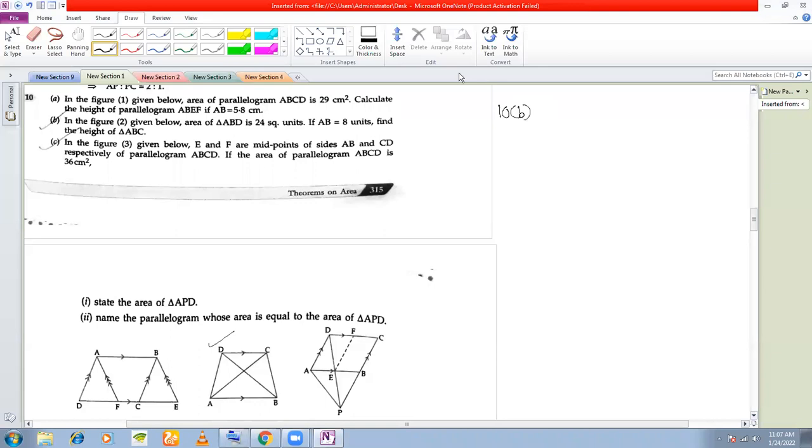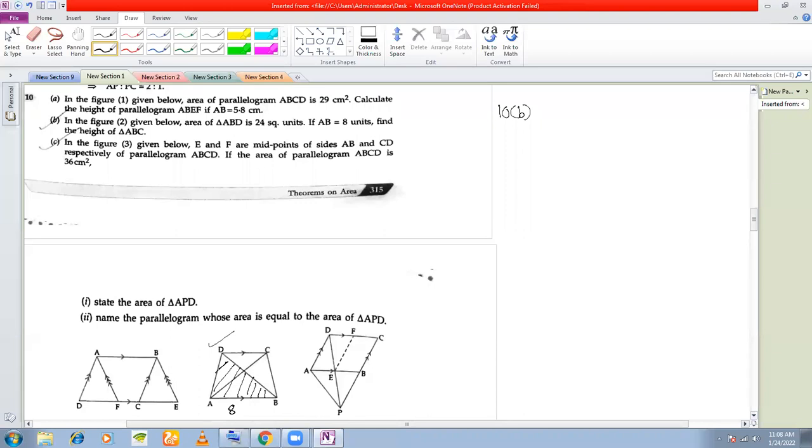Question number 10B. The question states here, in the figure given below, area of triangle ABD is 24 square units. So which one is the given triangle, area of the given triangle? This is the area of the triangle that is given, okay? The one that I've shaded, 24 square units. If AB is equal to 8 units, so this is given to be 8 units, okay? Find the height of triangle ABC.